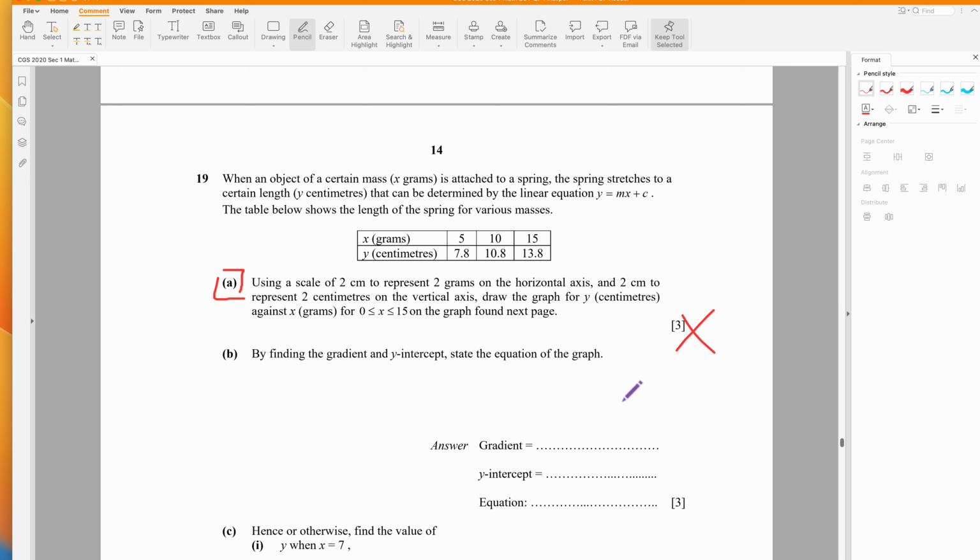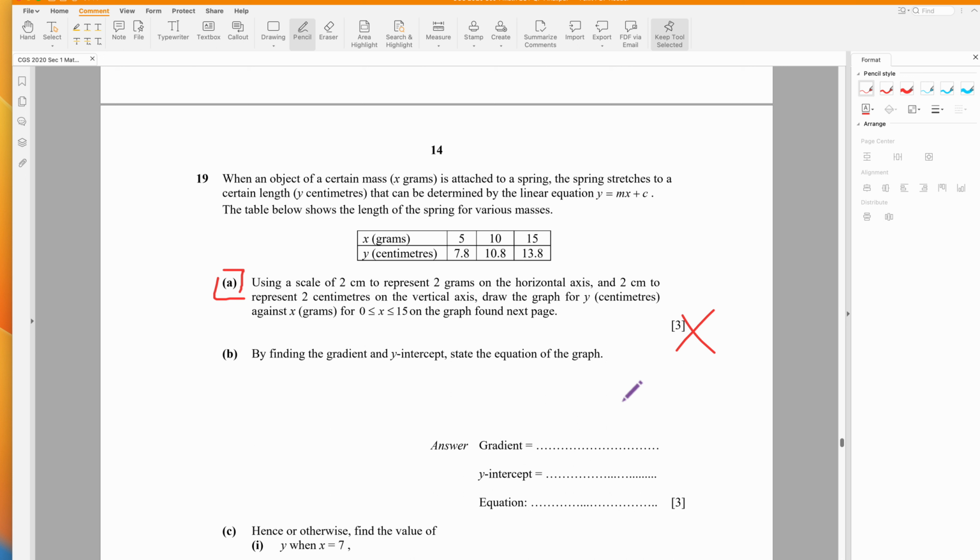the length. But now, what is the significance of the y-intercept? So at 0 gram it is 4.8. So what's the meaning of that? That is the starting length of the spring. That means no gram is 4.8. That's the starting length, the minimum. Like the spring is already 4.8.